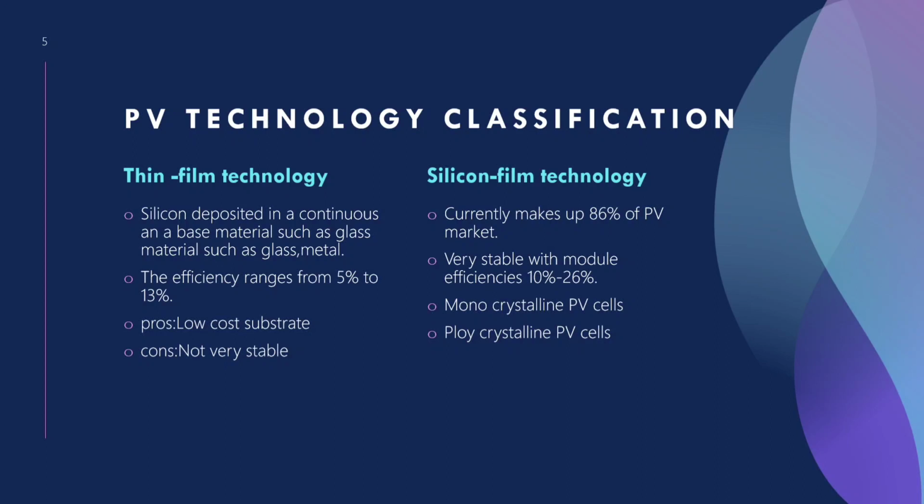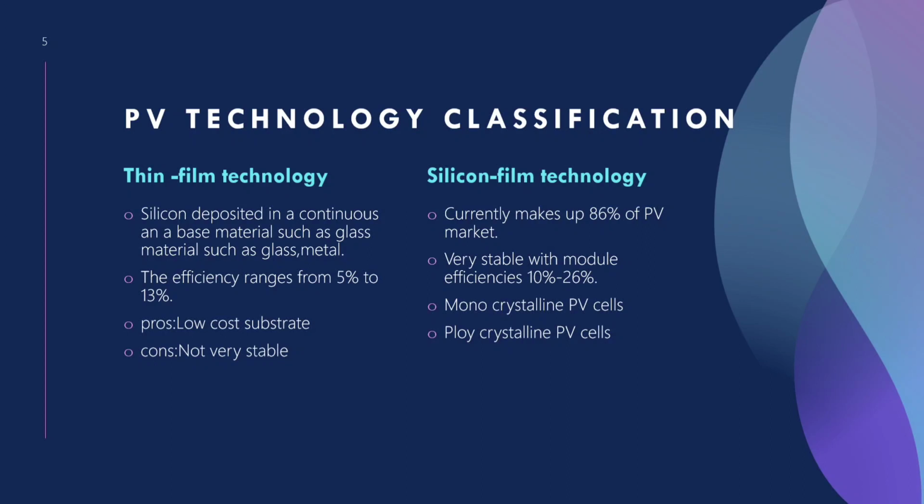In thin film technology, silicon is deposited in a continuous layer on a base material such as glass, metal, or polymer. The efficiency ranges from 5% to 13%. Pros: low cost substrate, cons: not very stable. In silicon film technology, it currently makes up 86% of the PV market. Very stable with module efficiencies of 10% to 26%.